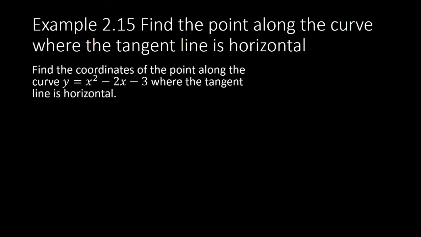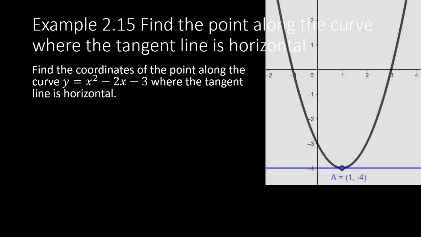Find the coordinates of the point along the curve defined by y is equal to x squared minus 2x minus 3, where the tangent line is horizontal. So this is a parabola. This curve, or this function, defines a parabola.